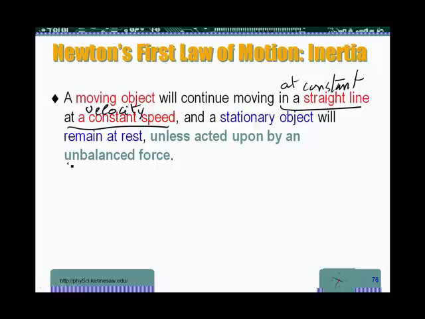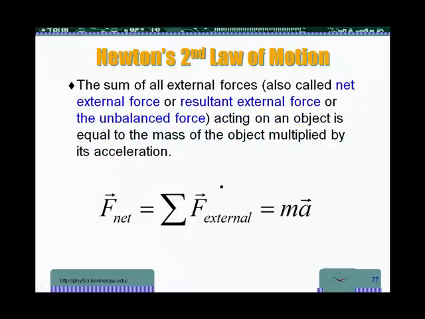And remember, we said unbalanced force, we also called it net force, resultant force, and so on. Now, this tells us you don't need a force for an object to keep on moving at constant velocity. That's what Newton's first law says. An object moving at a constant velocity does not need a force to keep on moving at that same constant velocity.